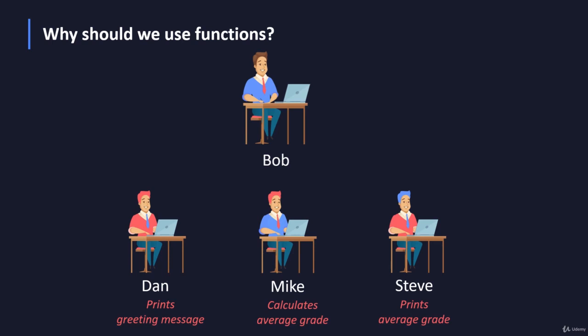Ask the first guy, for example, to print a nice, good-looking greeting message to the screen for every user, and Mike will calculate the average grade, and Steve will print this grade. But Bob will not be in charge of all of the code inside of some main block. It will be divided among specialists, into some functions.